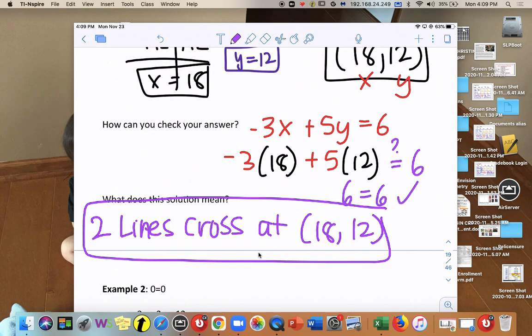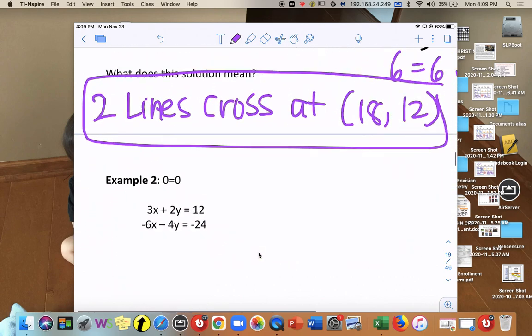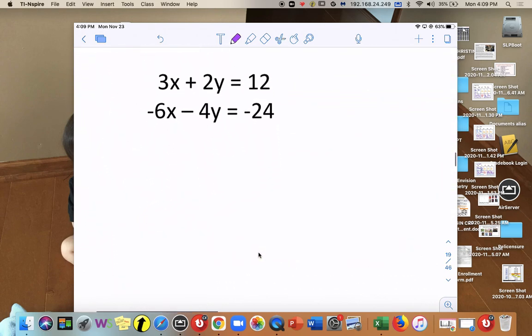Okay, so let's take a look at our next example. Example 2, I'm going to zoom in. Again, the variables are stacked, x and y, so I'm going to choose one to get rid of, and it doesn't matter which one I choose. This time I'm going to choose y. So what I want to do is make them match, 2 and 4, and they both go into 4. So I'm going to make them both into 4s, and then add them together.